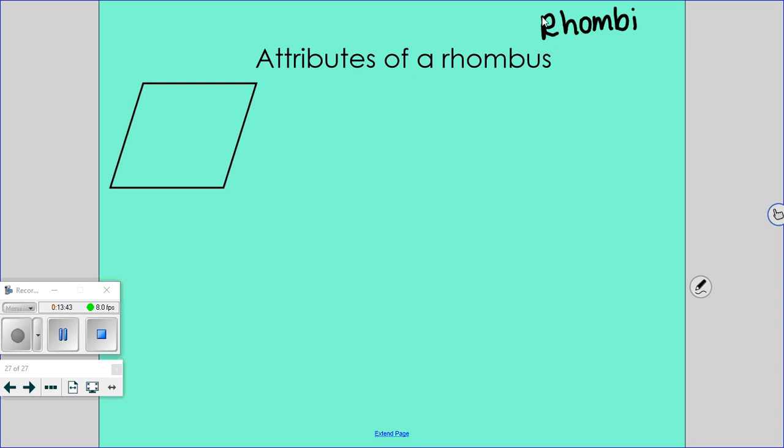It is a quadrilateral. I can tell that by looking at it. Has those 4 sides and 4 angles. Aiden, what else is an attribute for our rhombus? It does have 2 sets of parallel sides.